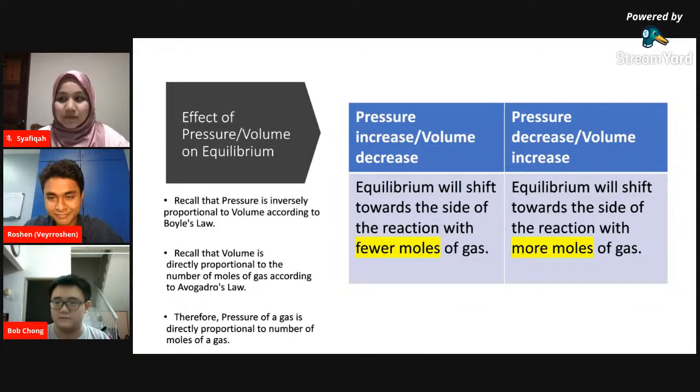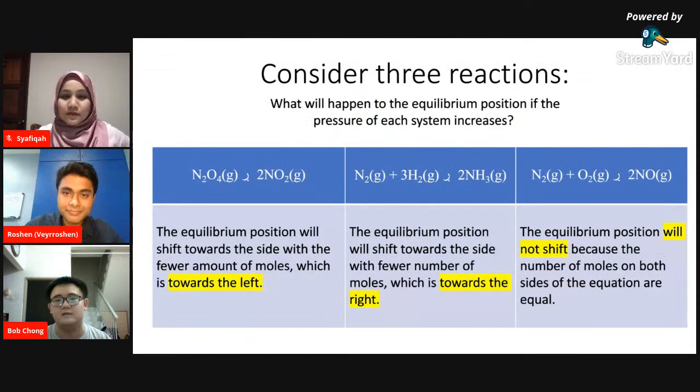If the pressure decreases or volume increases, remember that pressure and volume are inversely proportional to each other. Equilibrium will shift towards the side of the reaction with more moles of gas. Why? Because right now pressure is low. Kita sekarang nak increase pressure balik. So we need more moles of gas to increase the pressure. However, to which side the equilibrium will shift, you have to depend on which side has more moles or fewer moles of gas. Let us look at a few specific examples.